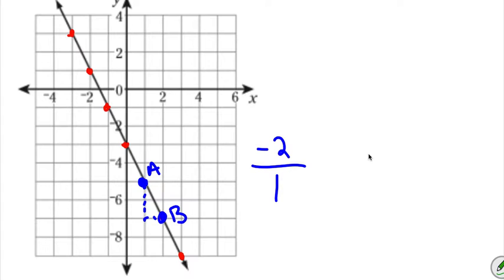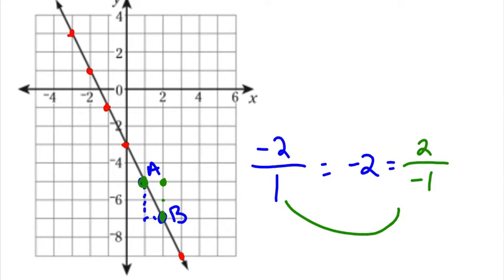We always want to simplify. This is just -2. Now, let's say, for example, I wanted to start at B and go up to A. Is that allowed? Well, yeah, absolutely. So we would go up 1, 2, so that would be a +2 over, and then we would go to the left 1, so that would be -1. But guess what? These two give the exact same slope.